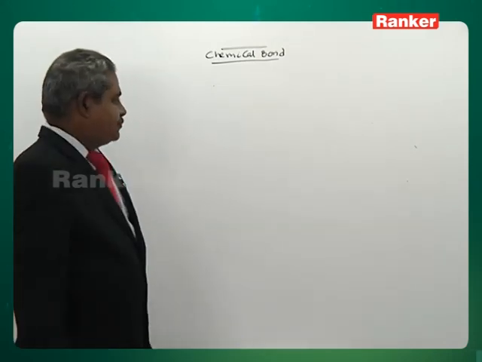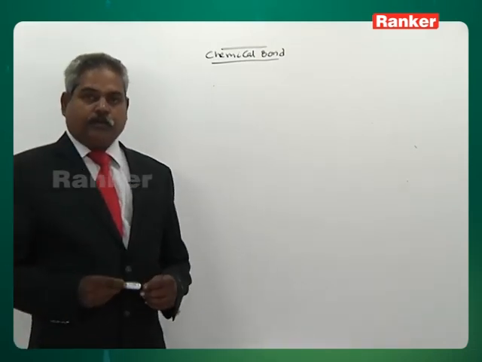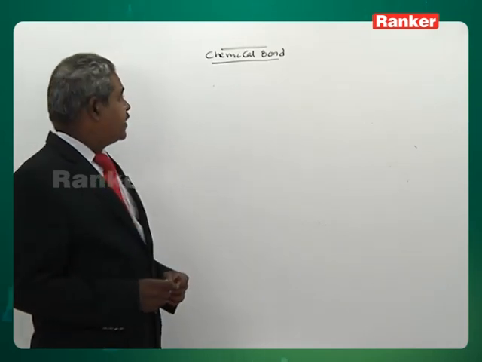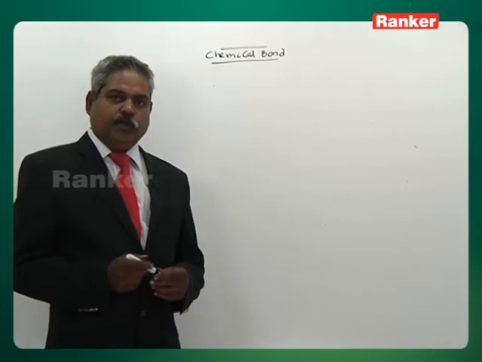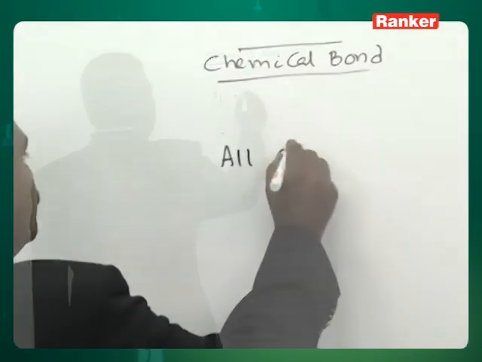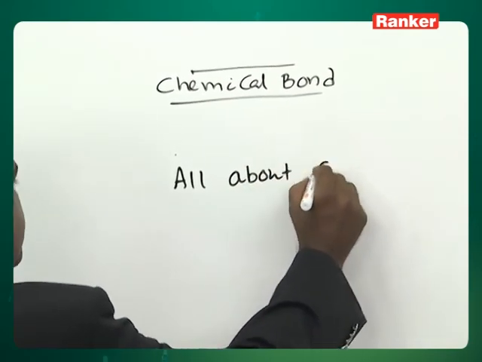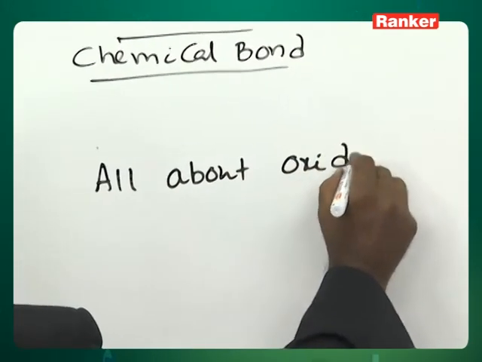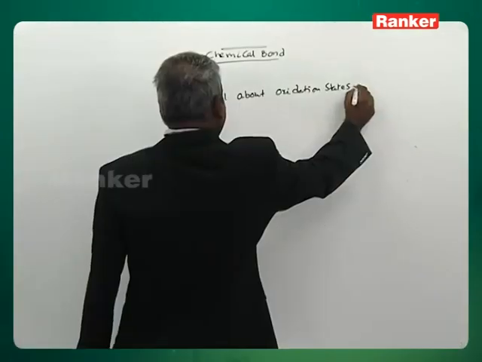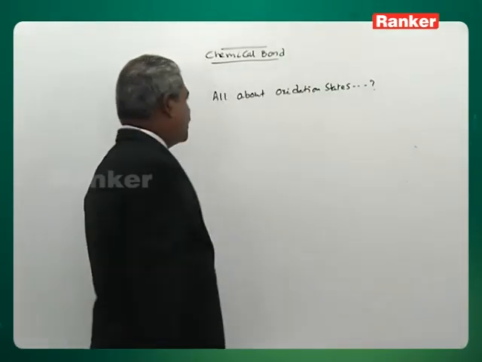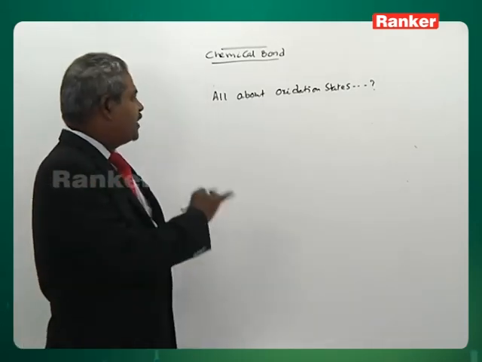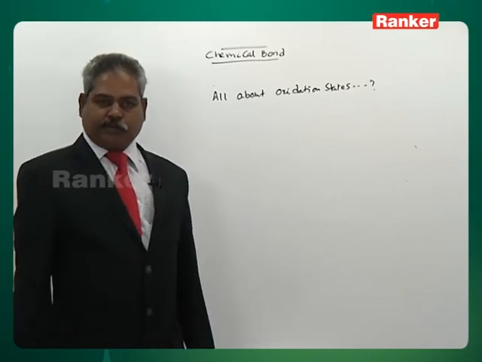Now, the last thing, which involves the periodic table and chemical bonding also, is oxidation states. All about oxidation states. Actually, we could have studied this in the periodic table itself, but since it involves a little bonding also, I have brought it in here at the end of both the chapters.